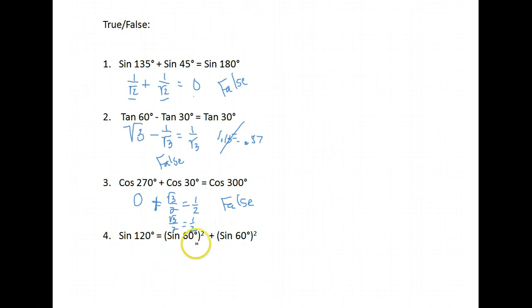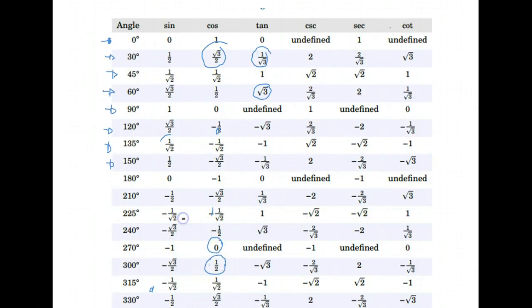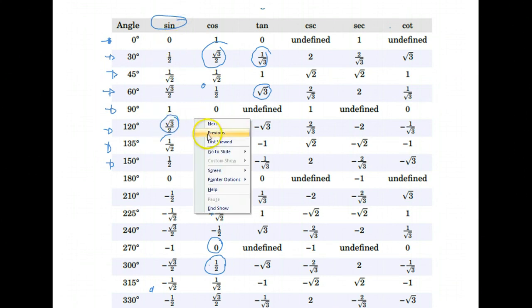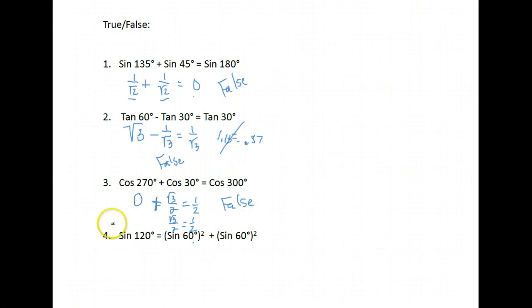Lastly, we're working with some squareds here. Does the sine of 120 equal sine 60 squared plus sine 60 squared? So we're working with sines here. Here's our sine. The sine of 120 is root 3 over 2. And again, if you're working on memorizing those, that's great. What's the sine of 60? Do you happen to have that one memorized? It's also the square root of 3 over 2.